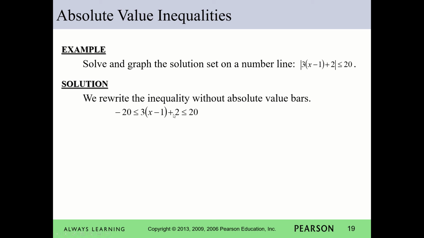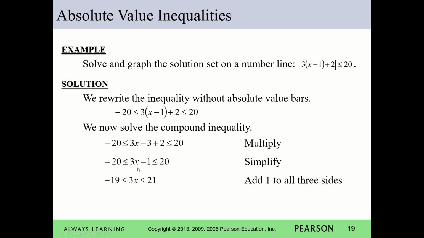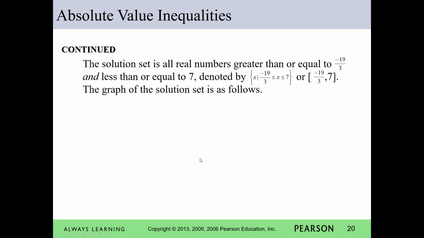From here, we would subtract 2 from everything. Remember, it's not from both sides right now because we actually have 3 sides. Or you can distribute first, that's fine too. Then you do negative 3 plus 2 gives us a negative 1. Then we're going to add 1 to everything. So it cancels out in the middle, but gets you negative 19 over here, gets you 21 over here. Then divide everything by 3, and you'll get your interval. This is your solution right here: negative 19 thirds is less than or equal to x, which is less than or equal to 7.